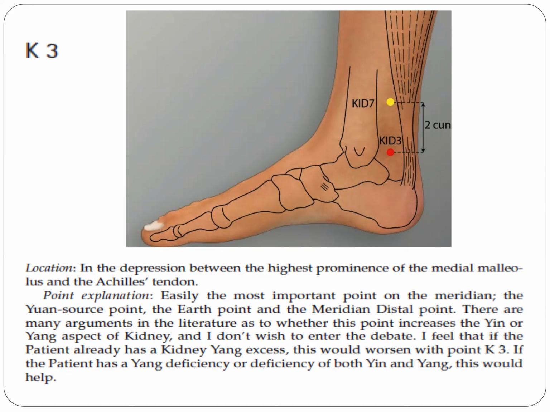He feels that if the patient already has a kidney yang excess, this would worsen with point kidney 3. If the patient has a yang deficiency or deficiency of both yin and yang, this would help.